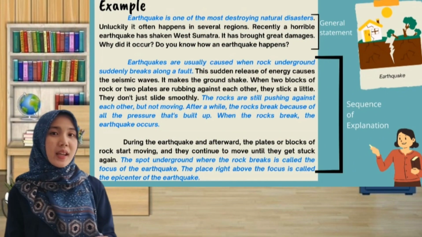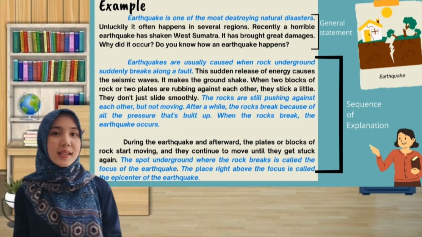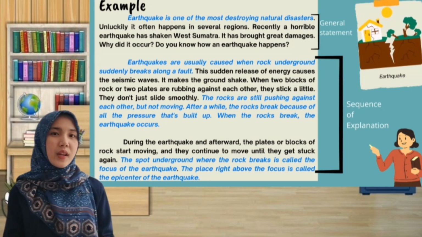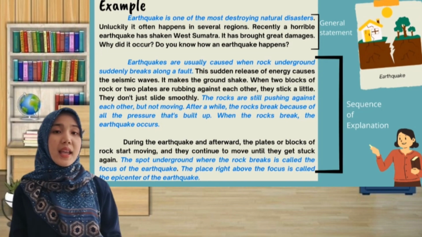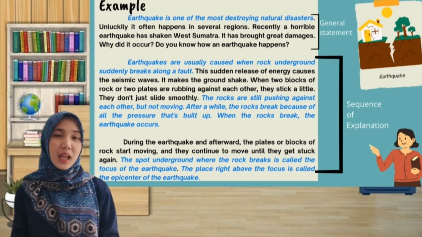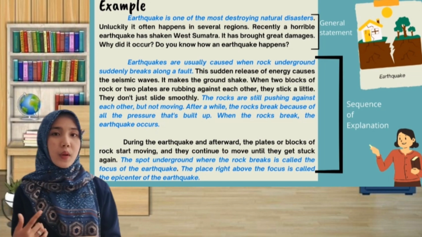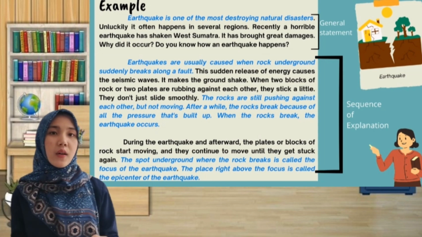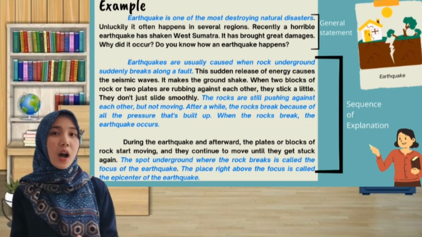Okay, let's look at an example. This text introduces earthquakes that occurred in certain areas such as West Sumatra. Let's define the generic structure. The information presented in this first paragraph is general in nature, so the generic structure is a general statement. The next paragraph explains the causes of earthquakes, the process of movement during an earthquake, and the structure of the layers of the Earth's plate. So the generic structure is a series of explanations.